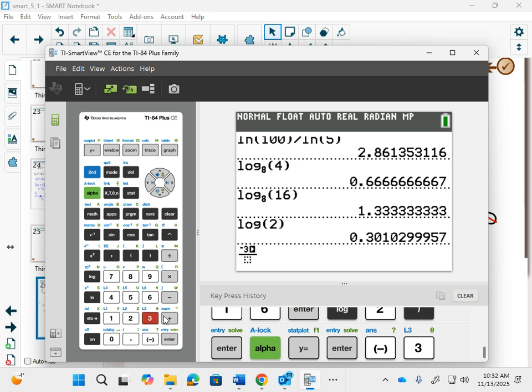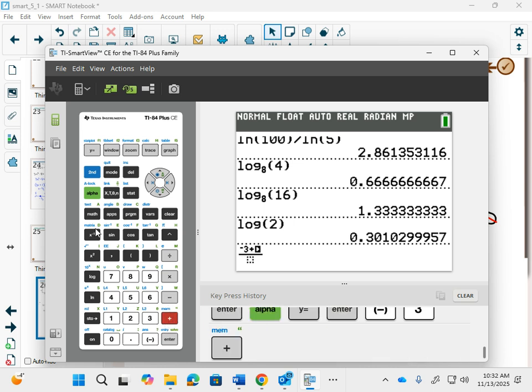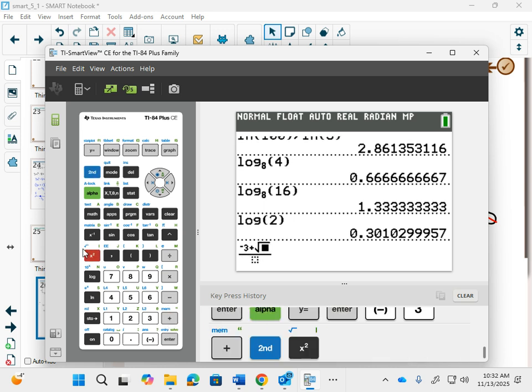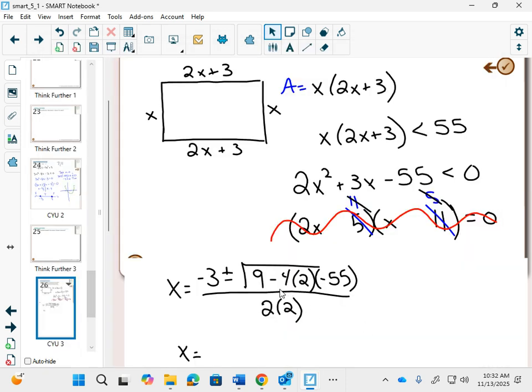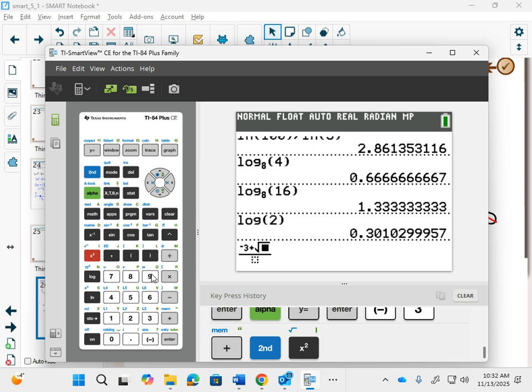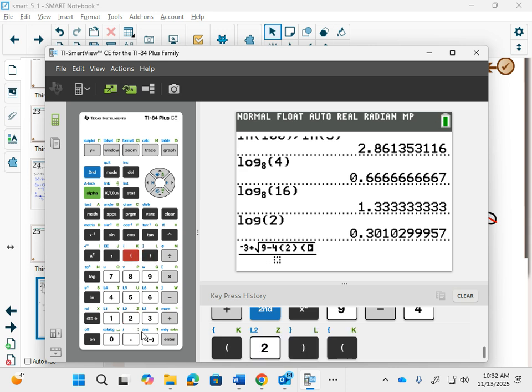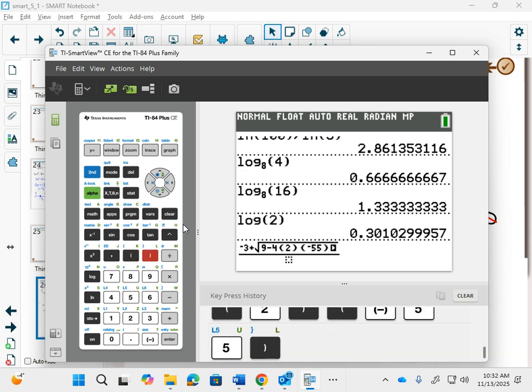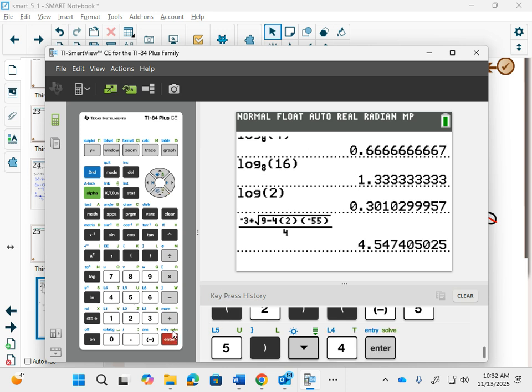I would type it in exactly as I see it, negative 3 plus the square root of, and this will be 9. I don't even want to do that mental math, so I'm going to do 9 minus 4 times a times c. I guess I can do the mental math on the bottom. So this would be one answer, 4.547.